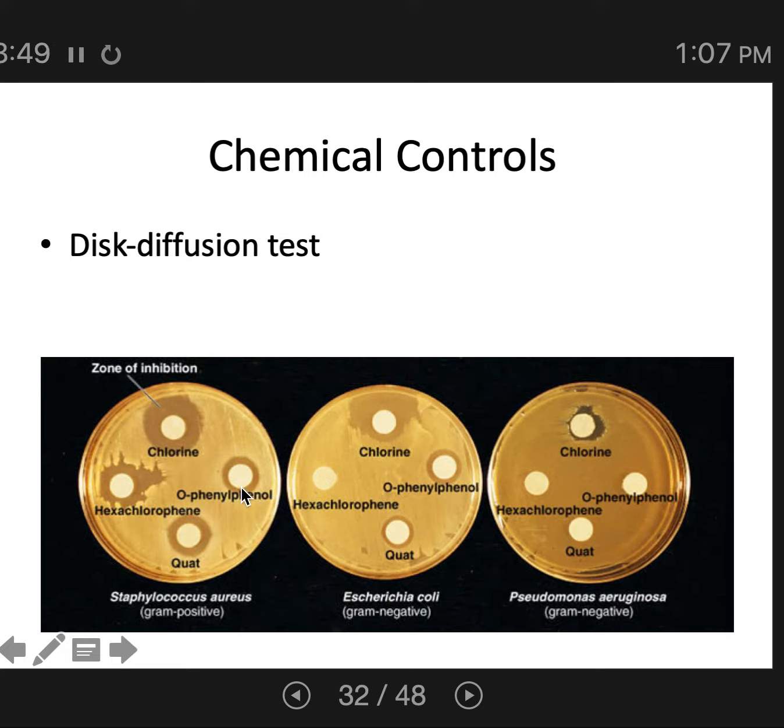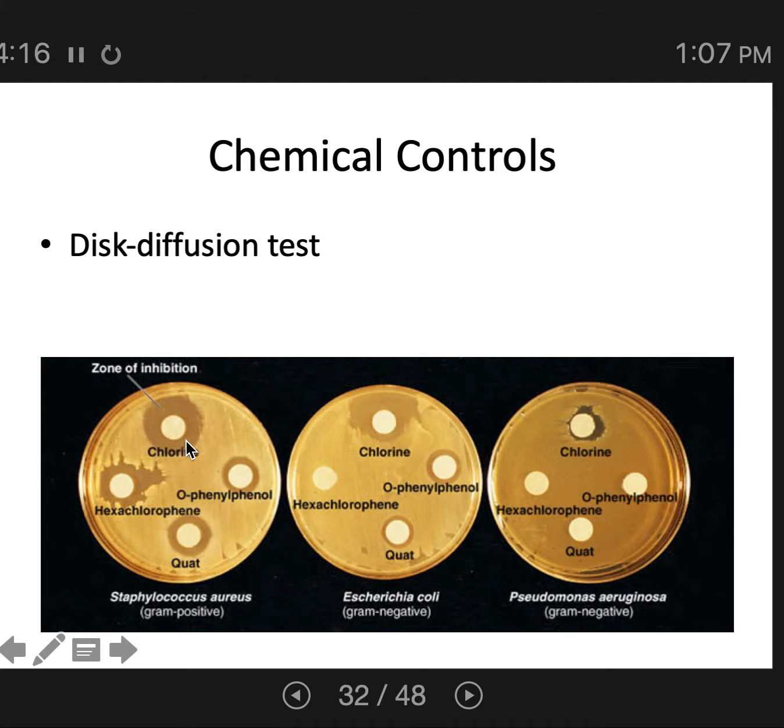And then on this dish, you have E. coli, Escherichia coli. This is a gram-negative bacteria. And then you have Pseudomonas aeruginosa, which is not only a gram-negative bacteria, but it's that extra hard-to-kill bacteria. Remember, we talked about in the hard-to-kill microbes, we talked about Pseudomonas and Burkholderia, so they have those extra bells and whistles that make them even harder to kill than most gram-negative bacteria.